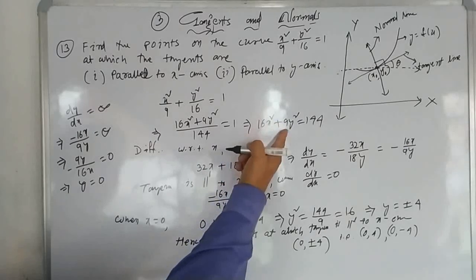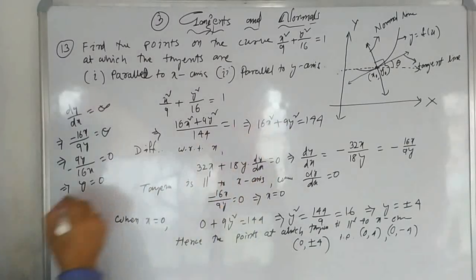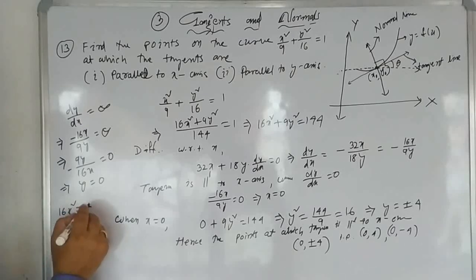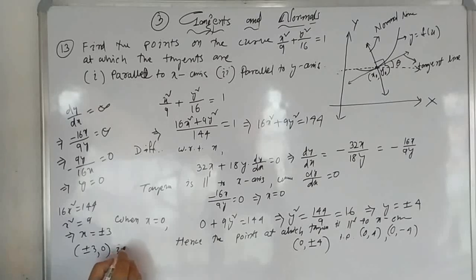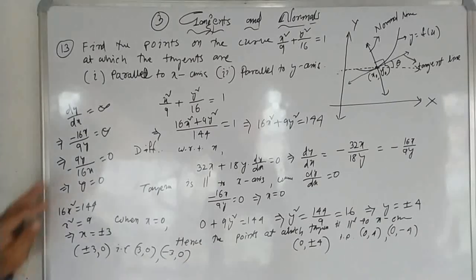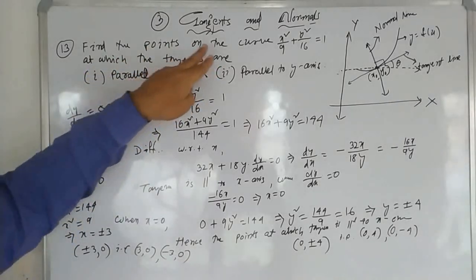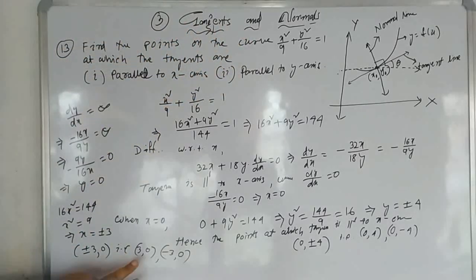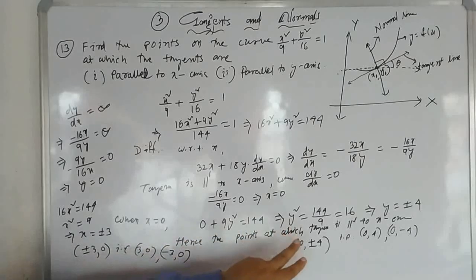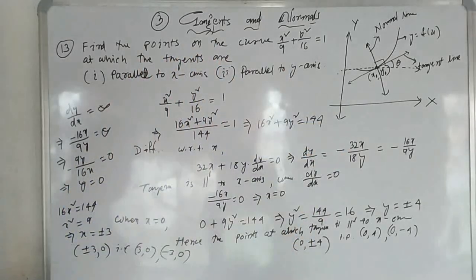Again put the value of y here. Y is equal to 0, then 16x square is equal to 144, x square is equal to 9. This implies x is equal to plus or minus 3. So the points are plus or minus 3, 0. That is 3, 0 and minus 3, 0. So the point at which the tangent is parallel to x-axis is 0, plus or minus 4, and parallel to y-axis it is plus or minus 3, 0.